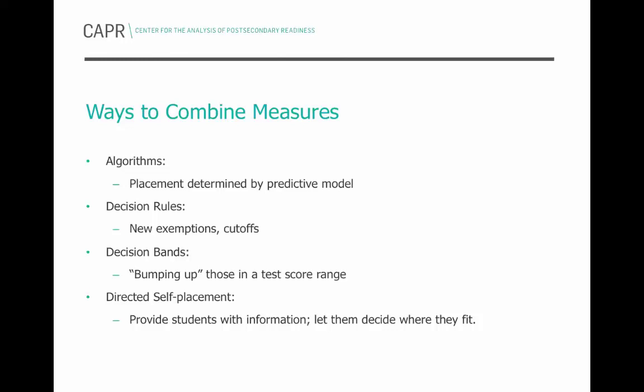Decision rules, that's where the college basically decides kind of an order in which a series of decisions will be made, and sets cutoffs. Decision bands involves usually students who test into a certain range having the opportunity to be bumped up if other information is available that shows that they're likely to succeed. And then directed self-placement, where students are provided with information and then ultimately have the opportunity to decide where they fit.